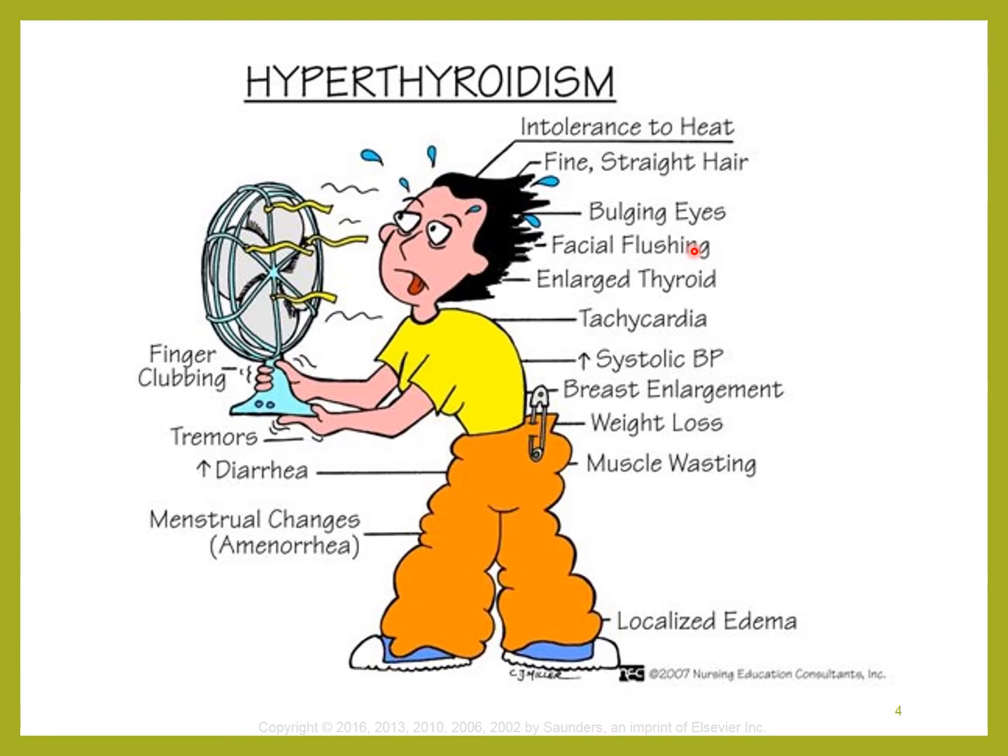Facial flushing, because they're just in that hypermetabolic state. Now, a goiter, that's the enlarged thyroid that you see here. When you take a look at your patient, they will have a goiter with hyperthyroidism. They can also have a goiter in hypothyroidism. So just because you see a goiter, don't automatically think hyperthyroidism, because you can have it also in hypothyroidism.